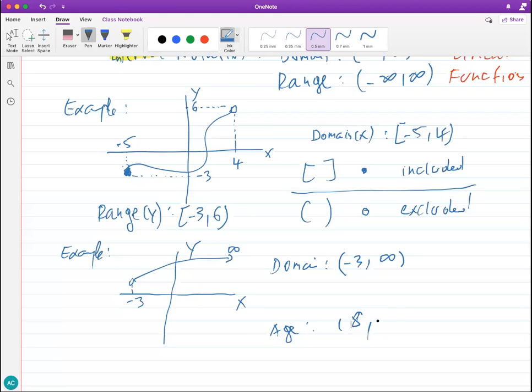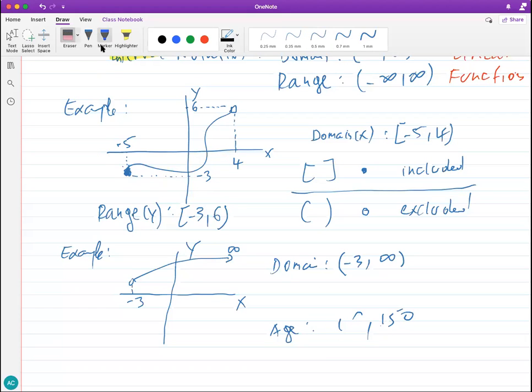Anyway, so 18 all the way, let's say maybe the oldest human could be 150. What about 18? Is it included or not? Can you vote at 18? Yes. So do we use brackets or parentheses? Bracket, because that 18 itself is good. But if I put 17 here, what would I have to change? You would have to put parentheses.